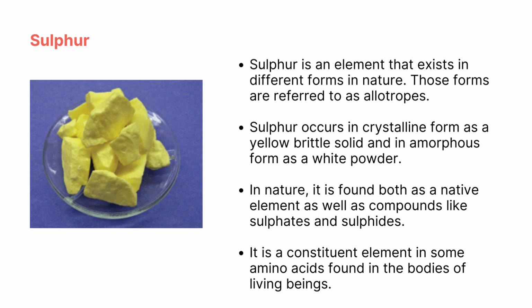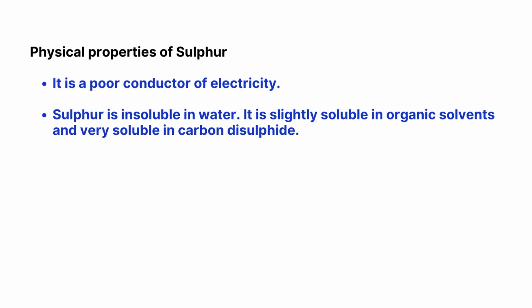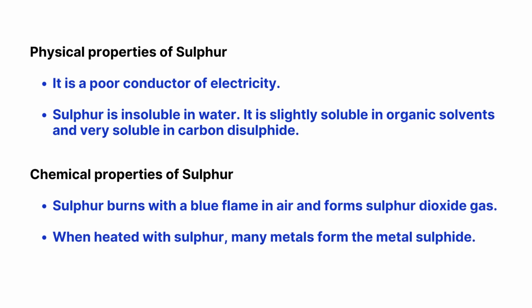Sulfur clearly shows the properties of non-metals. The physical properties of sulfur are: it is a poor conductor of electricity. Sulfur is insoluble in water. It is slightly soluble in organic solvents and very soluble in carbon disulfide. Chemical properties of sulfur: sulfur burns with a blue flame in air and forms sulfur dioxide gas. When heated with sulfur, many metals form the metal sulfide.